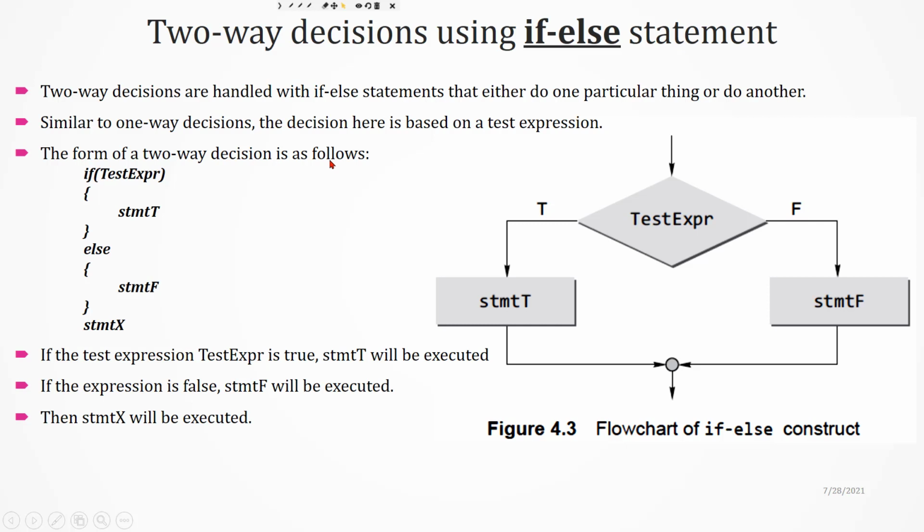The form of a two-way decision statement is as follows: if test expression, then statement T. Here statement T stands for true, else statement F. And then there will be a statement X. It's very easy to understand. First, this test expression will be tested. It will either return true or false. If it is true, some set of statements is executed, that means statement T is executed. If it is false, another set of statements will be executed, that is statement F. Then the remaining steps will be executed, that means statement X.